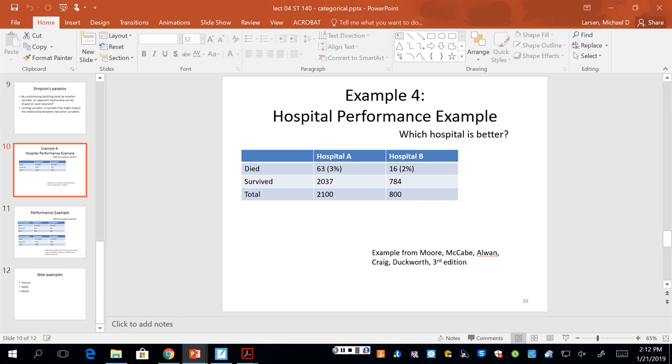Paul, yes, Hospital B. Yeah, this is what you knew, right? Hospital B has the greater survival rate, 98% survival versus 97%. So that looks a little bit better. If you know more information, it might influence your opinions. And that's kind of the point of conditioning on another categorical variable.